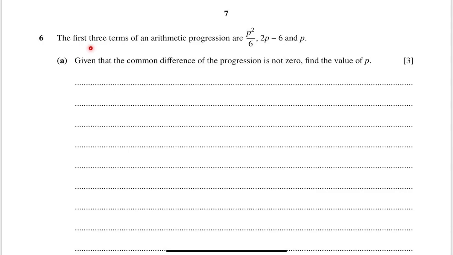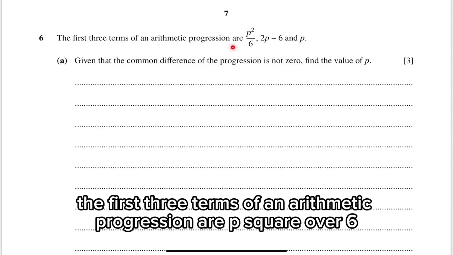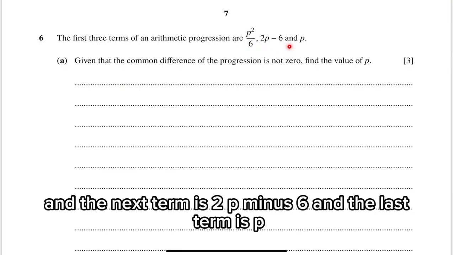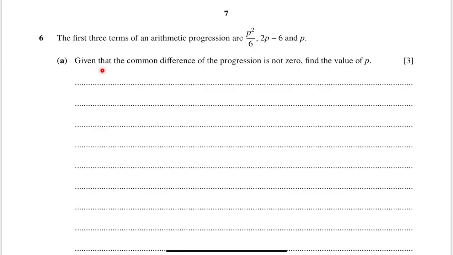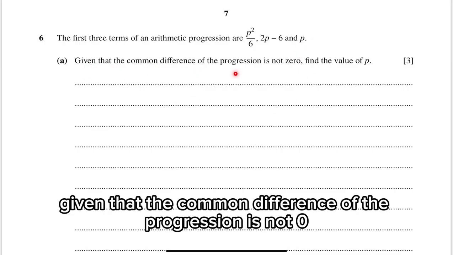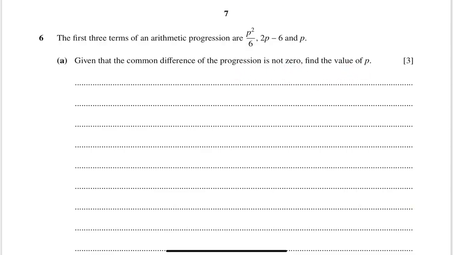Question 6. The first three terms of an arithmetic progression are p squared over 6, and the next term is 2p minus 6, and the last term is p. Given that the common difference of the progression is not 0, find the value of p.